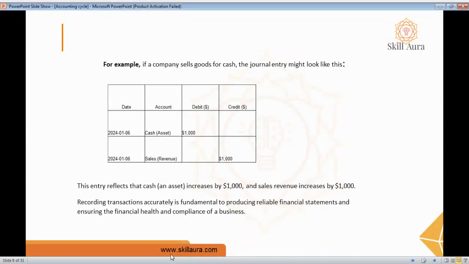So it should be balanced by using this accounting equation. Here the asset is the cash, and in liability and equity, the liability will be sales. So we have to balance both. The debit amount will have 1,000 rupees and the credit amount will have 1,000 rupees, so it will be equally balanced. Recording transactions accurately is fundamental to produce reliable financial statements and ensure the financial health and compliance of a business. This is how we analyze the journal entry.